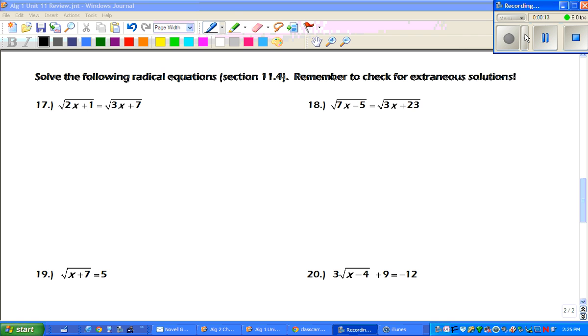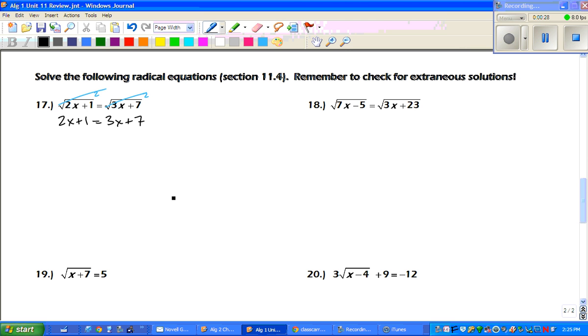Problem 17 says the square root of 2x plus 1 equals the square root of 3x plus 7. The first thing we have to do to cancel these is to square both sides, and then we're left with 2x plus 1 equaling 3x plus 7. Now, I want to get my variables to one side, so I'm going to move the smaller one, and we're left with 1 equals x plus 7. Now I need to subtract 7 from both sides, and we get negative 6 equals x.